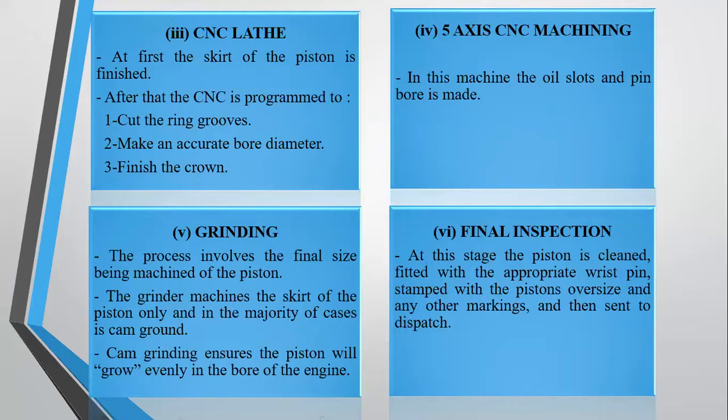For grinding, the process involves the final size machining of the piston. The grinder machines the skirt of the piston only, and in the majority of cases it is cam ground. Cam grinding ensures the piston will grow evenly in the bore of the engine.